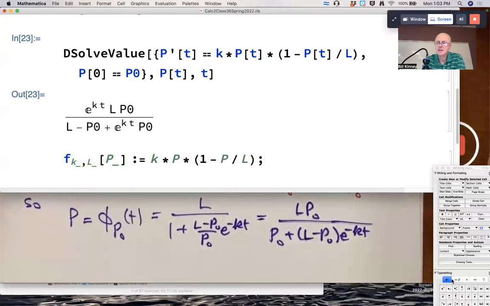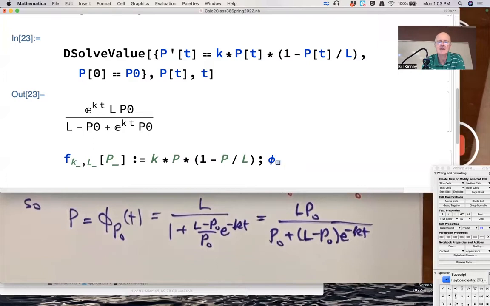Let me also use a subscript and type in the formula for the phi function. You can make a phi by doing escape, ph, escape. The k will still be there. The L will still be there. But there's also going to be one more thing, P naught, which I'm typing as P0.